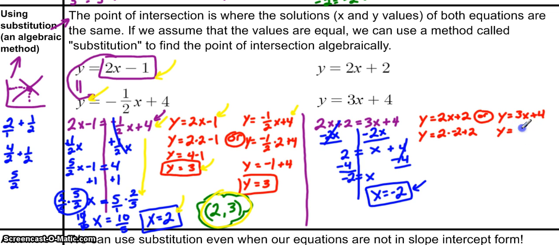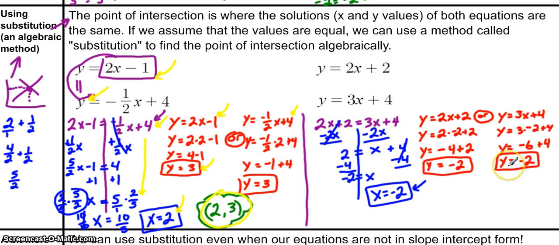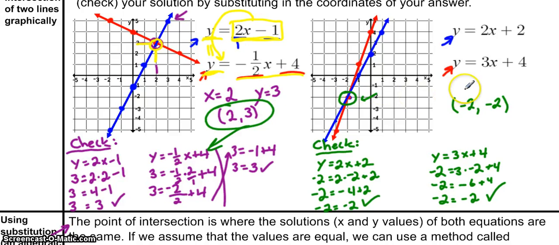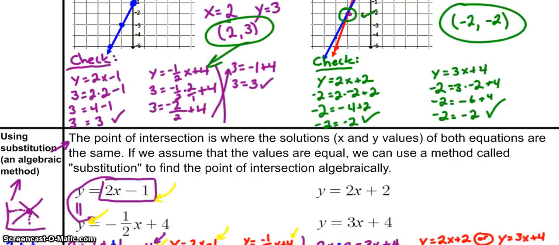Or y equals 3 times, now x is negative 2, plus 4. And we can simplify those. And in both instances, we get y equals negative 2, which means that our final solution is going to be negative 2 for x and negative 2 for y. Now that's the point of intersection of both of these, and we've done that using algebra, the substitution method. But turns out it's the same solution as I got above when I was looking at the graph.